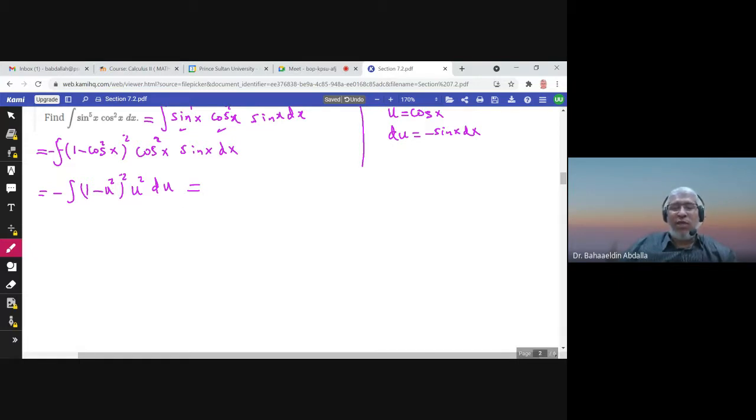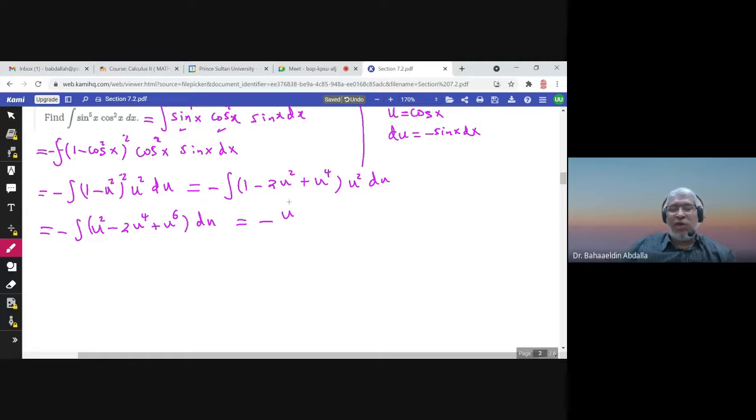How can we evaluate the integral? I need to expand this. This is square of binomial. So 1 squared is 1, minus 1 times u squared times 2, plus u squared to the power 2, and that would be u to the power 4, and I still have u squared. So expand again, multiply everything by u squared. So I'll have u squared minus 2u to the power 4 plus u to the power 6 because we add the powers. And now I can find the integral.